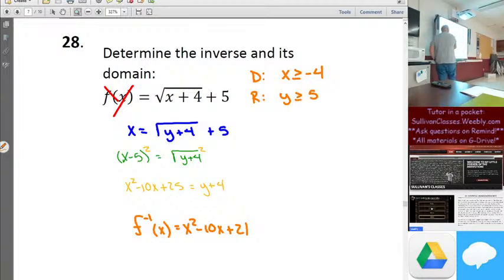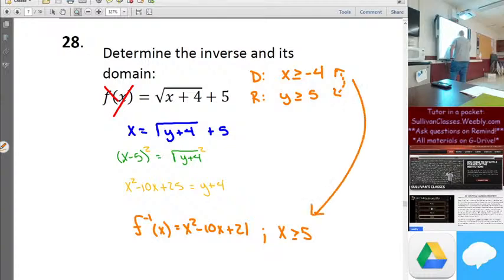So when they ask, what is the domain of the new one? It's the range of the original. You take the range and the domain and you swap them. If I swap x and y, I am literally swapping domain and range.